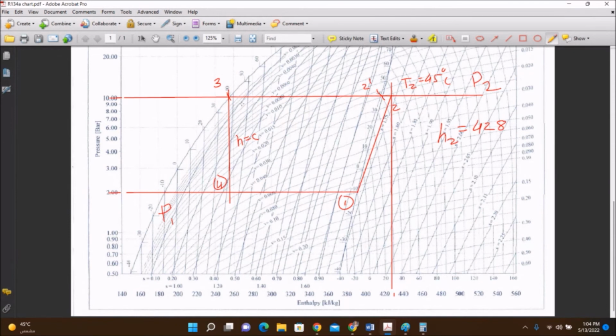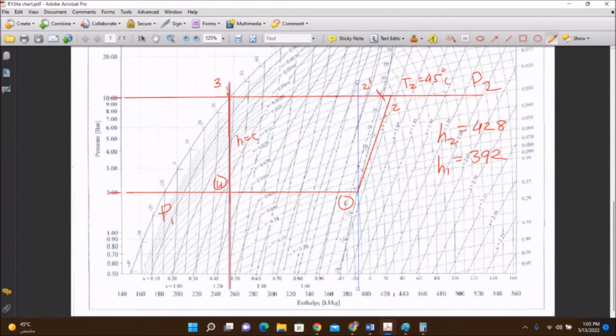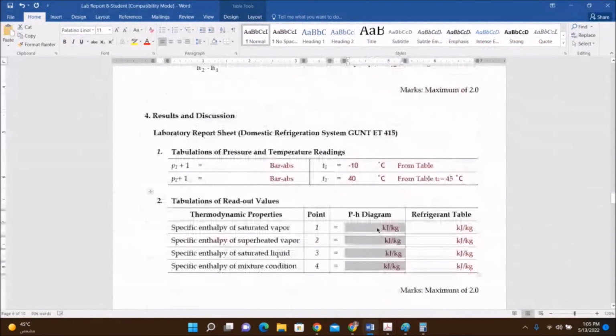Okay. Now again move this line to point 1. H1 is equal to 390, 394, up to you. Okay. Then I will again move this line to H3, H4, which is H3 is equal to H4 is equal to 256. Okay. So we have all the values. Chart method finished. Now in the test software, you transfer these values into your table here.